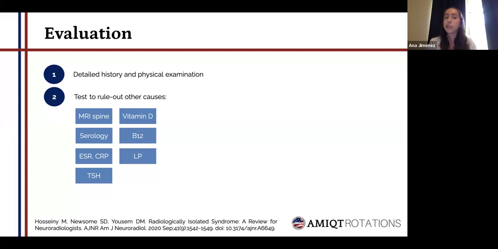Vitamin D, as it is a risk factor when it is deficient, it is associated with MS. B12, because of what I mentioned previously, that the subacute combined degeneration syndrome is associated with T2 white matter changes, and the lumbar puncture to rule out inflammation on the CSF. So we can test for oligoclonal bands, the myelin basic protein, an elevated IgG index, the presence of elevated proteins, and pleocytosis are all associated with inflammatory conditions.